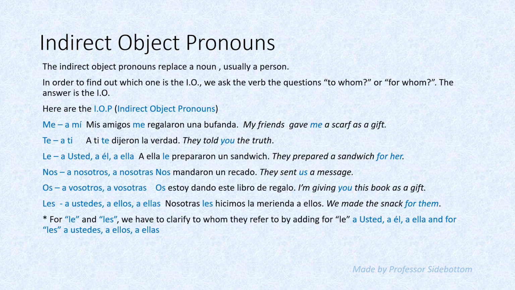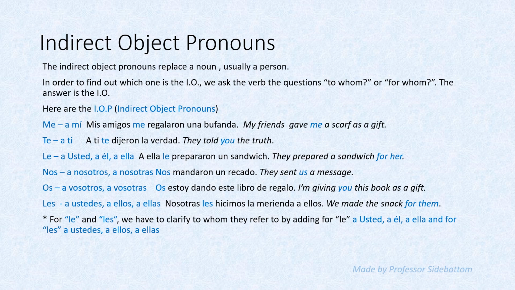Now let's see the examples. Mis amigos me regalaron una bufanda. My friends gave me a scarf as a gift. A ti te dijeron la verdad. They told you the truth. Notice here we have a ti te dijeron la verdad. It wouldn't be necessary to put a ti, except if we want to emphasize. They told you the truth, but not to us or to other people. Otherwise, you could just say, te dijeron la verdad.